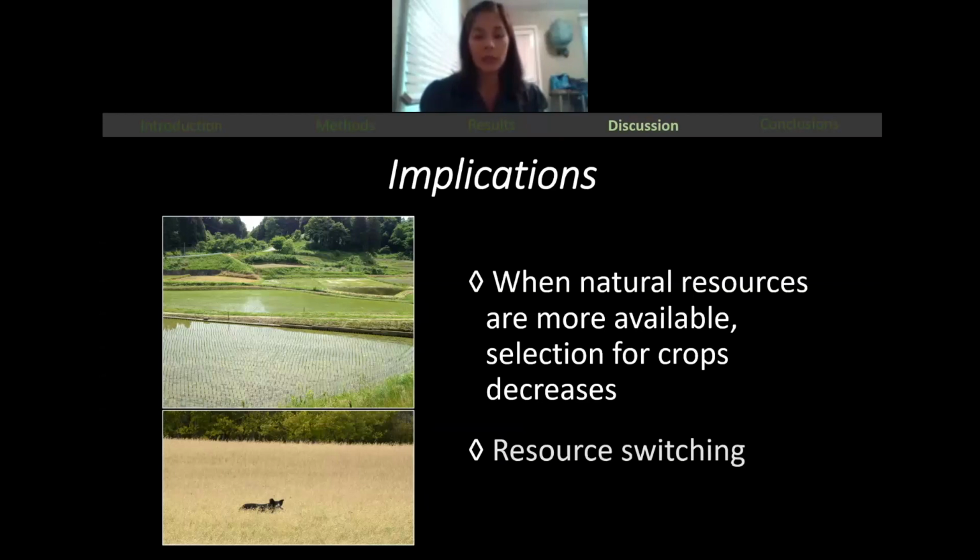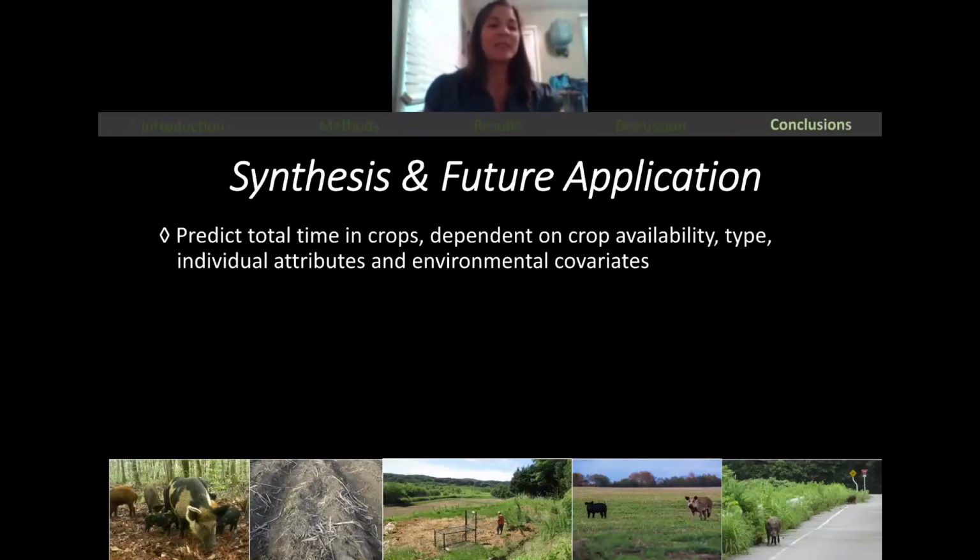Resource switching can also be driven by consumer learning, if they learn how to more efficiently exploit a resource as their encounters increase. And studies also show that pigs can remember locations of profitable resources and will adjust their behavior in order to exploit those resources. The damage invasive species inflict on a resource is directly related to their behavior.